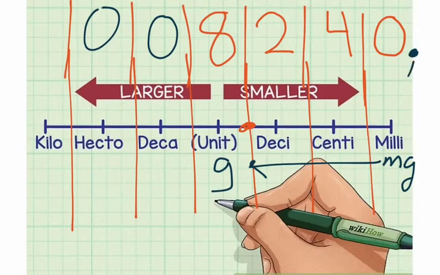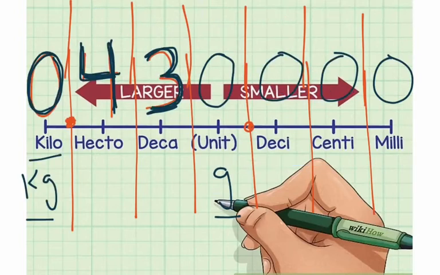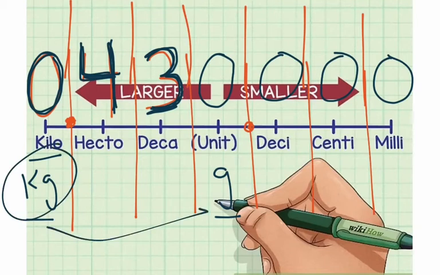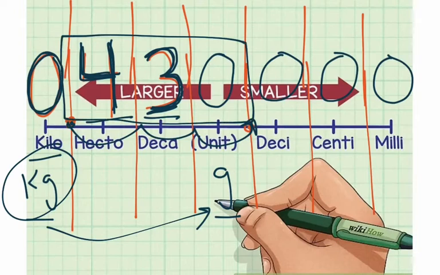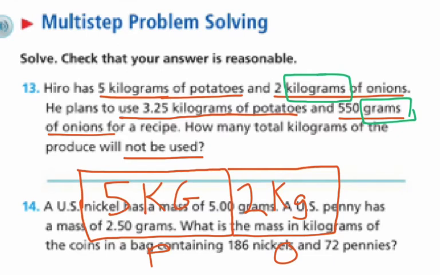8,240 milligrams is the same as how many grams? That would be dividing by 1,000, so you get 8.24. 8.24 grams is the same as 8,240 milligrams. Final one, you're going from kilograms to grams. You have 0.43 kilograms. So 0.43 kilograms, move it over once, twice, 3 times. That would be the same as 430 grams. Okay? All right, let's get into some problem solving.